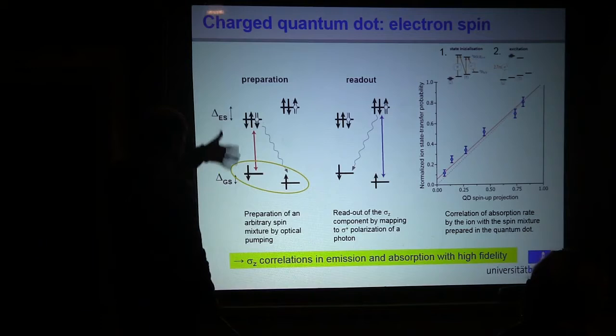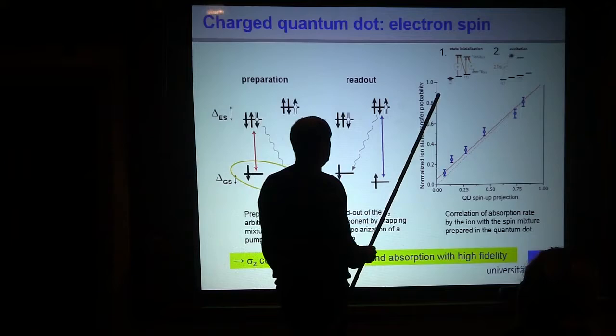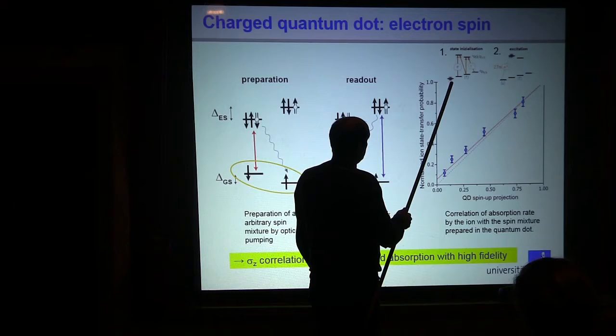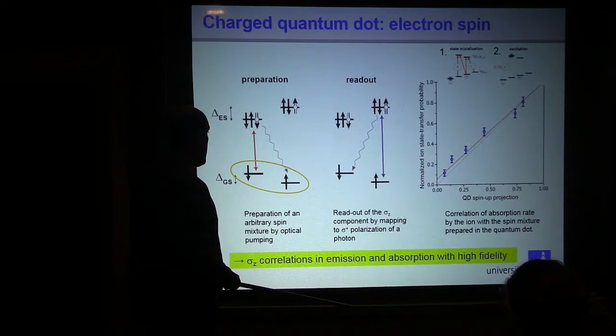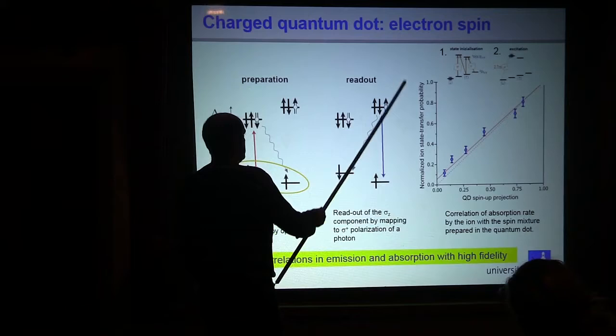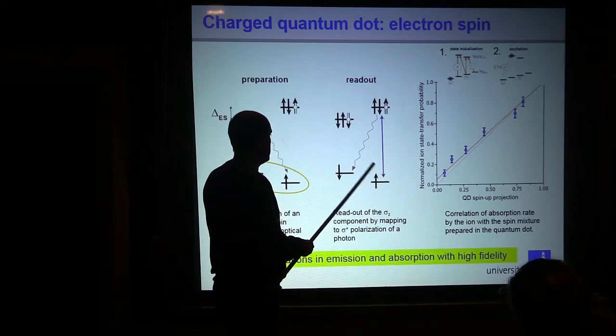Then we send this over to the ion. And here we now do the same preparation that we talked about earlier. We prepare the ion in a specific spin state over here, in the down state. We then send our sigma plus polarized photon in and measure the absorption probability on this transition. And we see that this absorption probability on the ion is tightly correlated with the spin mixing, or the projection of the spin state in the ground state of the quantum dot.